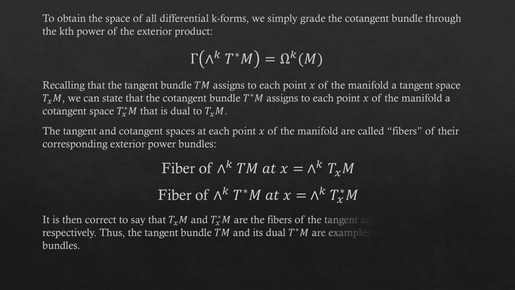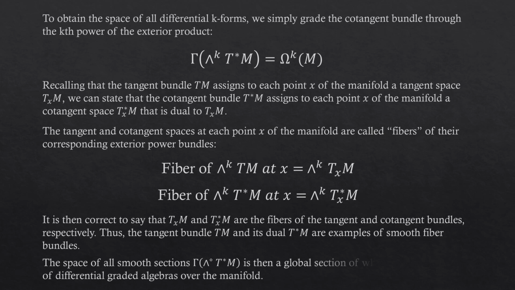It is then correct to say that the tangent space at a point x and the cotangent space at a point x of those manifolds are the fibers of the tangent and cotangent bundles, respectively. And thus, the tangent bundle and its dual, the cotangent bundle, are both examples of smooth fiber bundles. And the space of all smooth sections is then a global section of what is called a sheaf of differential graded algebras over the manifold.